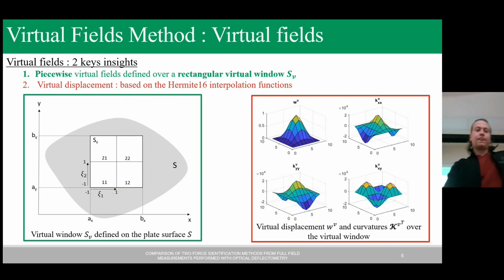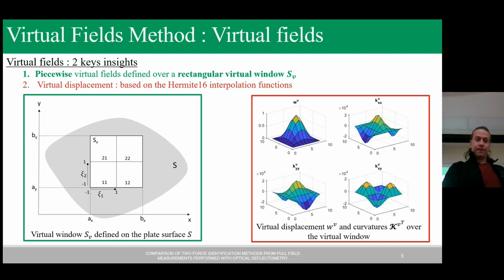Then, our virtual field, virtual displacement here, are based on the Hermite 16 interpolation functions. Those functions are drawn on the screen once again. All you have to know is that we use those functions defined over a small rectangular window. We inject that in the principle of virtual work in order to find the pressure.